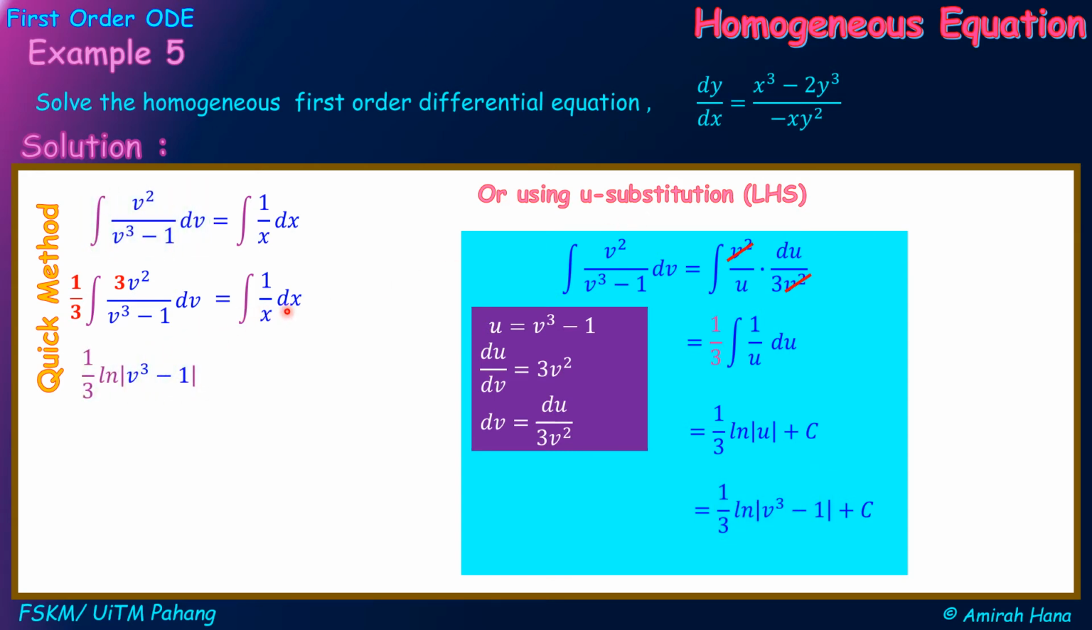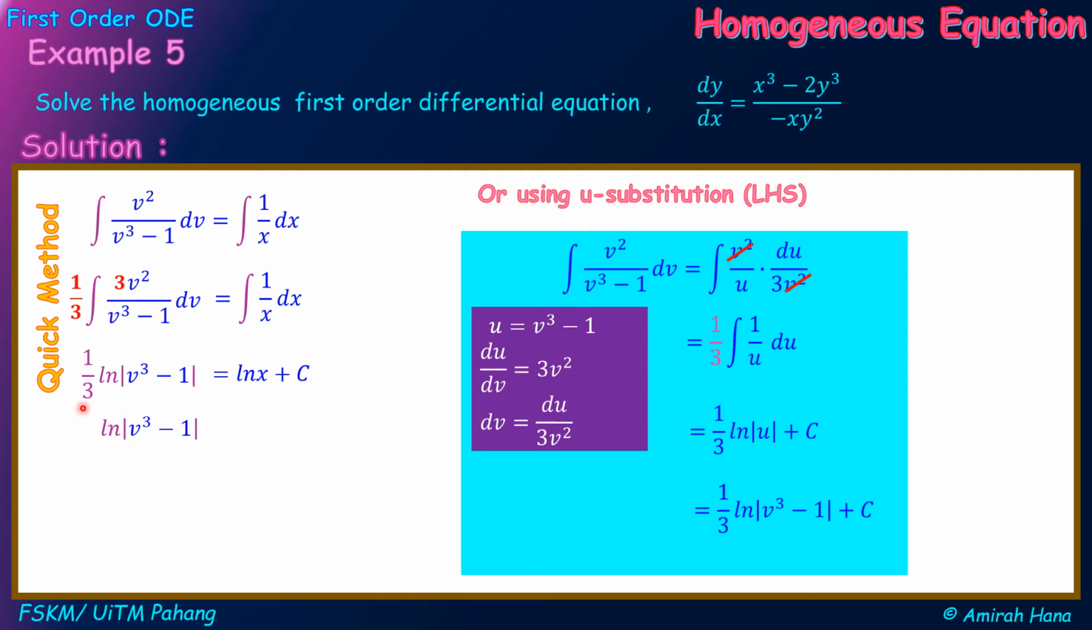Alright, then we can integrate the right-hand side. This is easy because we can use a direct formula. When we integrate 1 over x dx, the answer equals ln x plus c. It's similar to the integration of 1 over u du, where the answer equals ln u. So now we integrate 1 over x dx, the answer equals ln x. Then we put plus c at the back.